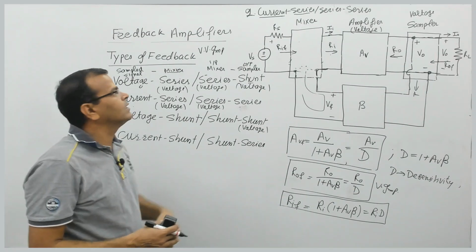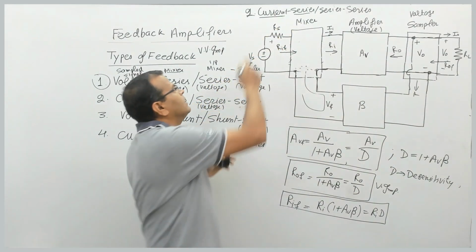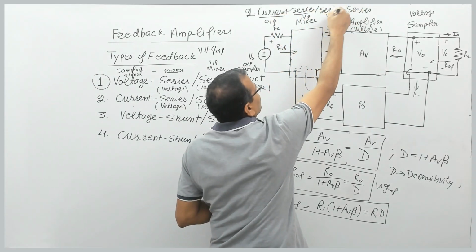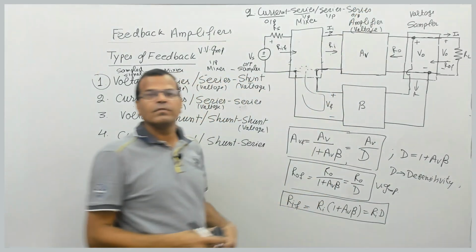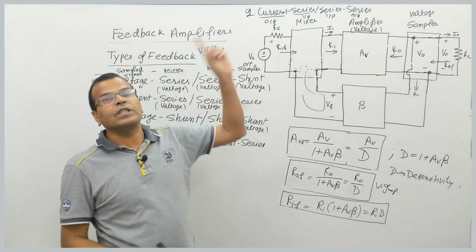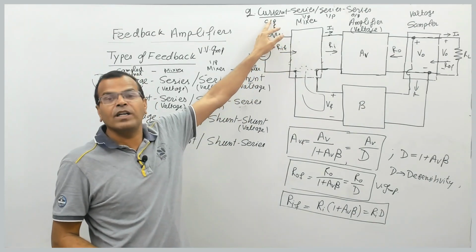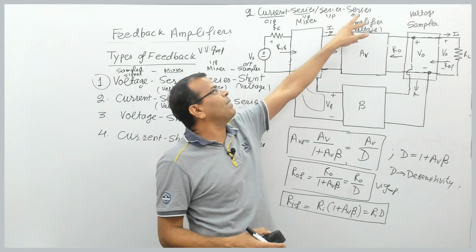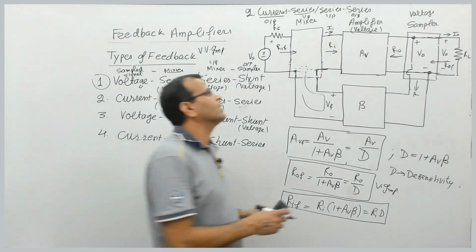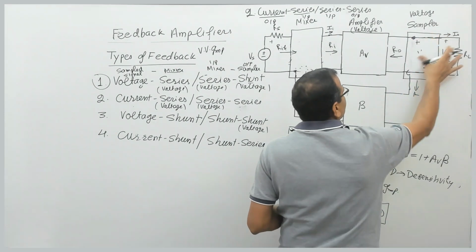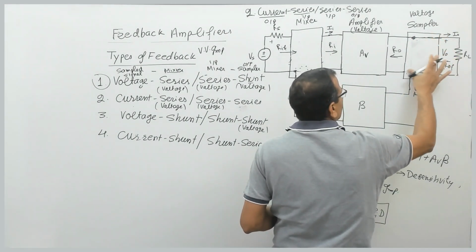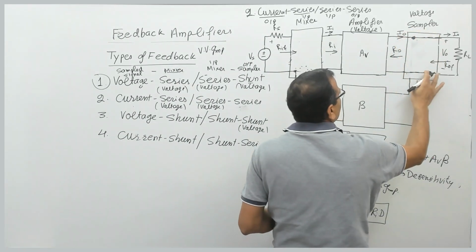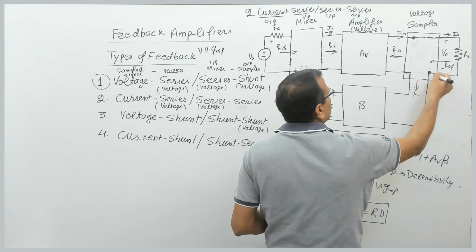Now current series. This is the output side, this is the input side, but here on this side, this is the input side and this is the output side. So the output signal is current. From this word itself, you know the output signal is current. And current sampling is known as series sampling. Let us see that. Suppose I have output current I naught. So if you want to take a sample of the output signal, what do you need to do?